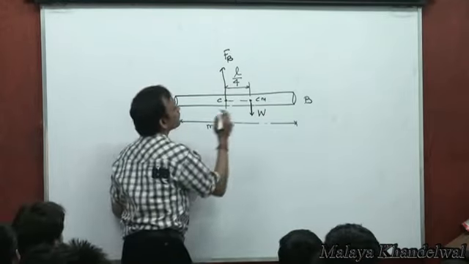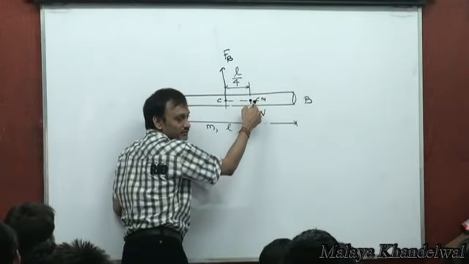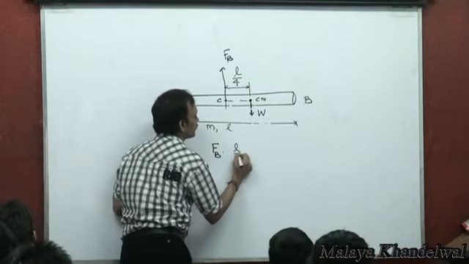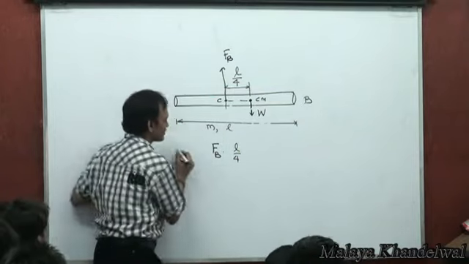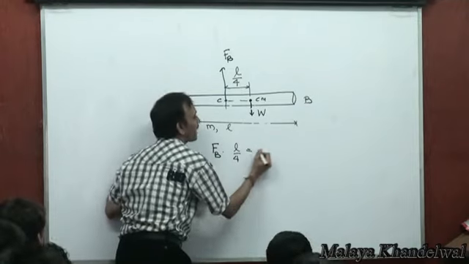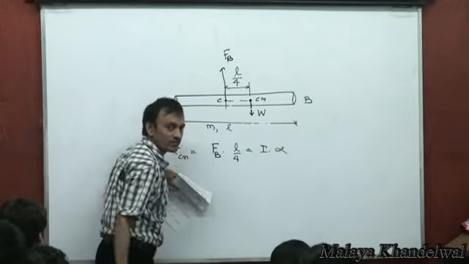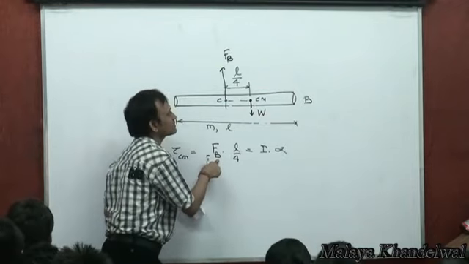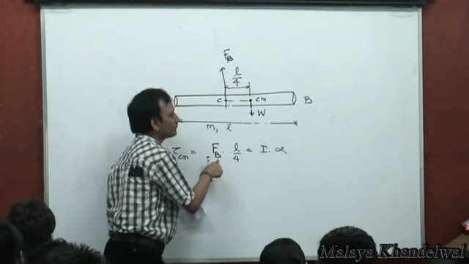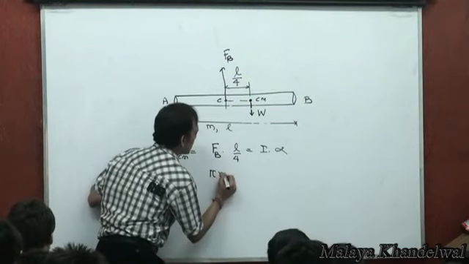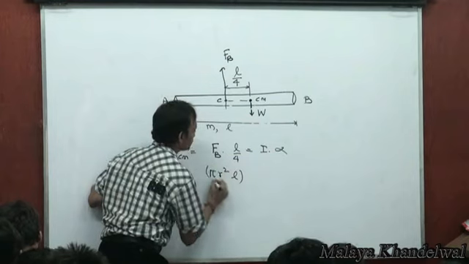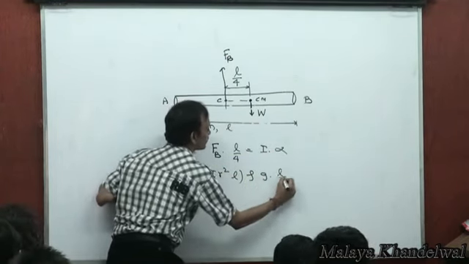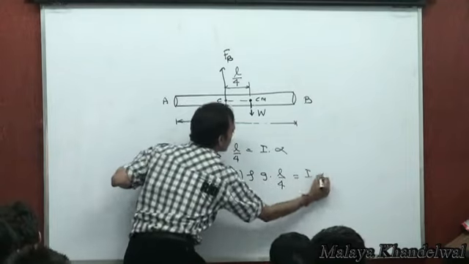So then, let me take torque about this point. So FB into L by 4, that's the net torque about the center of mass. That must be I about the center of mass into angular acceleration alpha. FB, you know, is the weight of the fluid displaced. So pi r squared L into rho into g into L by 4. That's I alpha, etc.